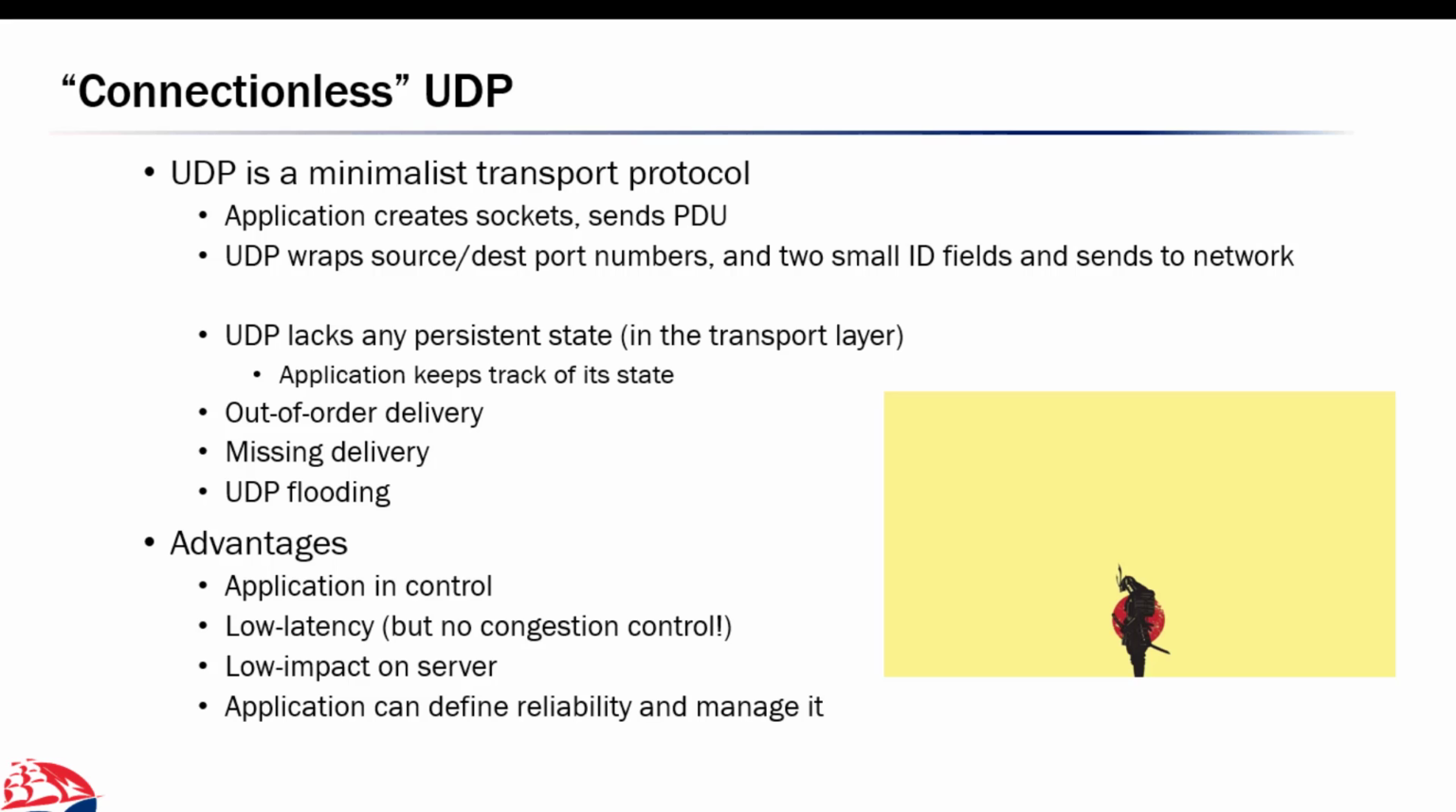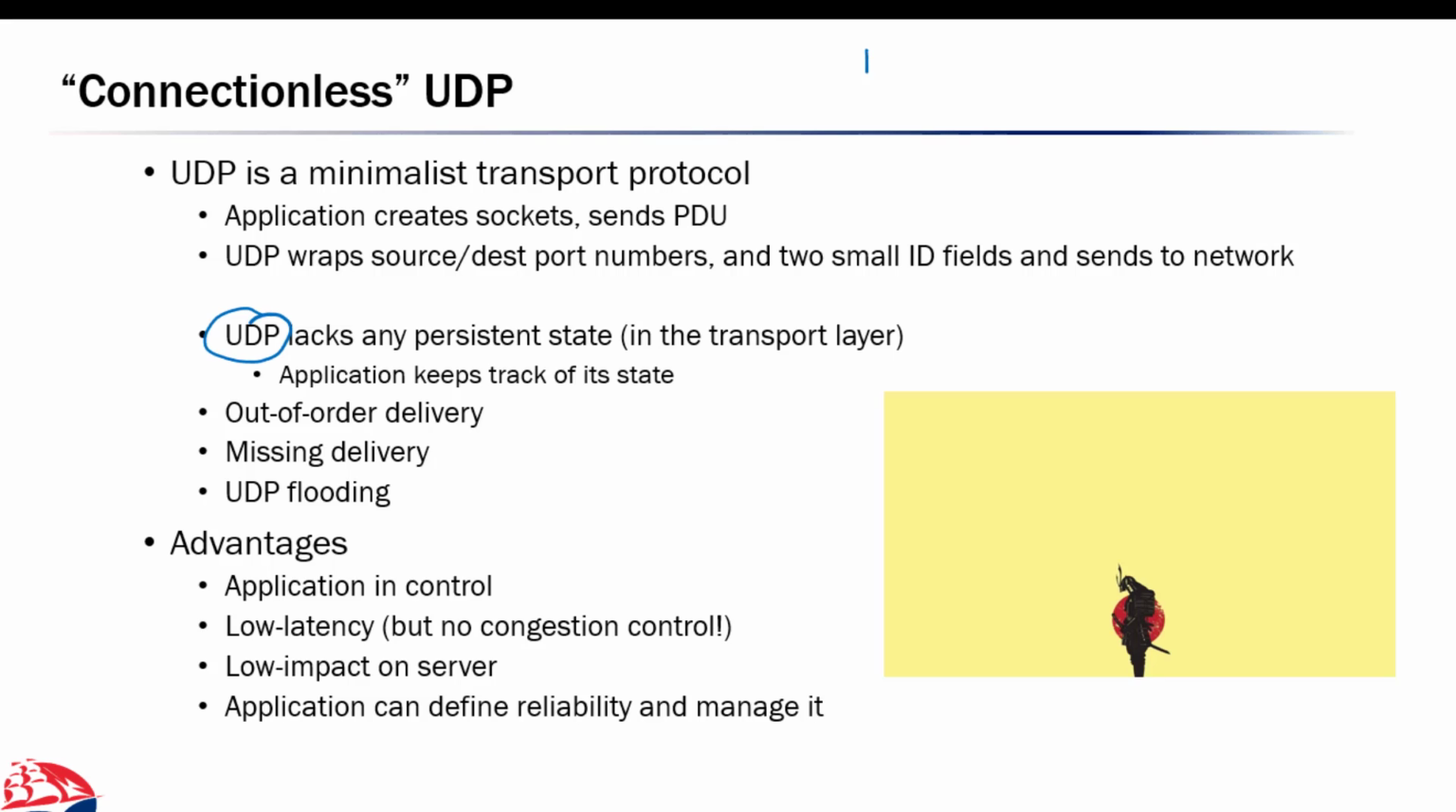Because UDP lacks any persistent state, if the application cares, the application needs to keep track of that state. So the goal of having it be transparent may not be achievable with UDP if the application needs that state tracking. For example, if the application is concerned about keeping track of the number of users that are using a media server, then maybe UDP isn't going to be the right choice. So let's explore that for just a quick second.